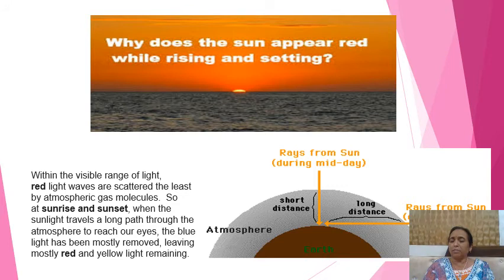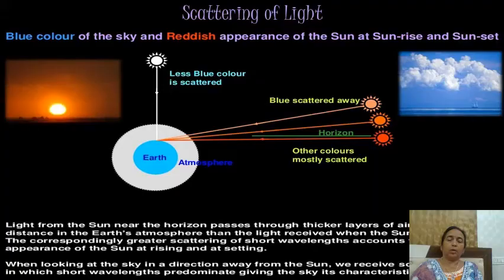What happens at midday? The distance to be covered by the light is very short, and as a result, all the blue light is still not scattered away. As a result, the blue light is not removed completely, and to our eyes, the sky appears blue. So students, basically scattering of light is responsible for the blue color of the sky and the reddish appearance of the sun at sunrise and sunset.